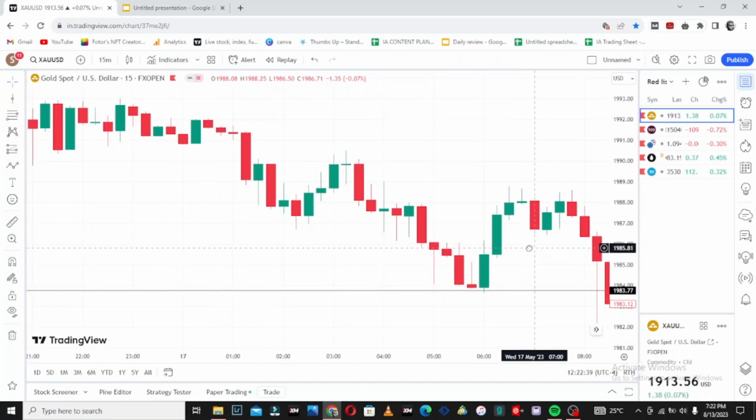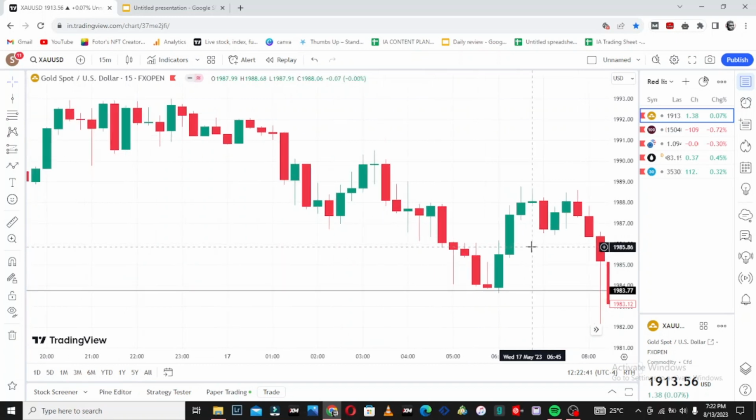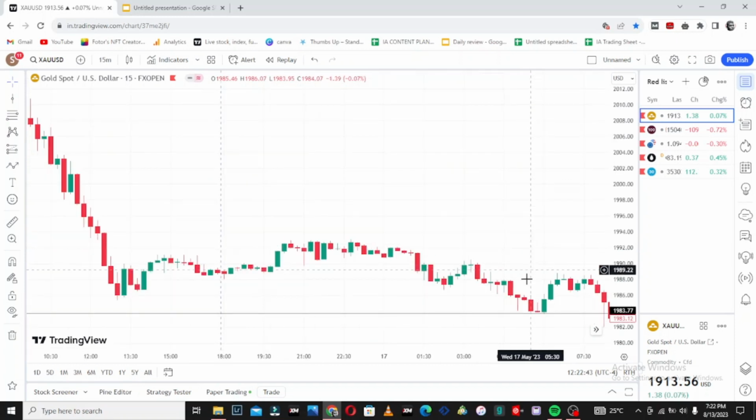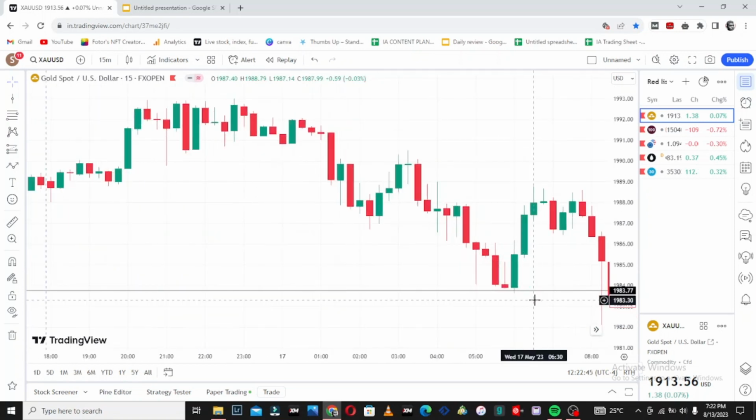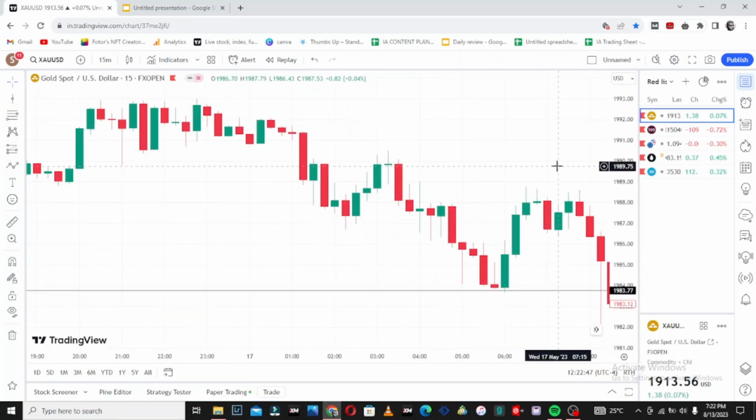Now, a lot of people are taught there's a lot of liquidity at the low of the week or at the high of the week. So what happens? Wait for the price to tap into the liquidity.